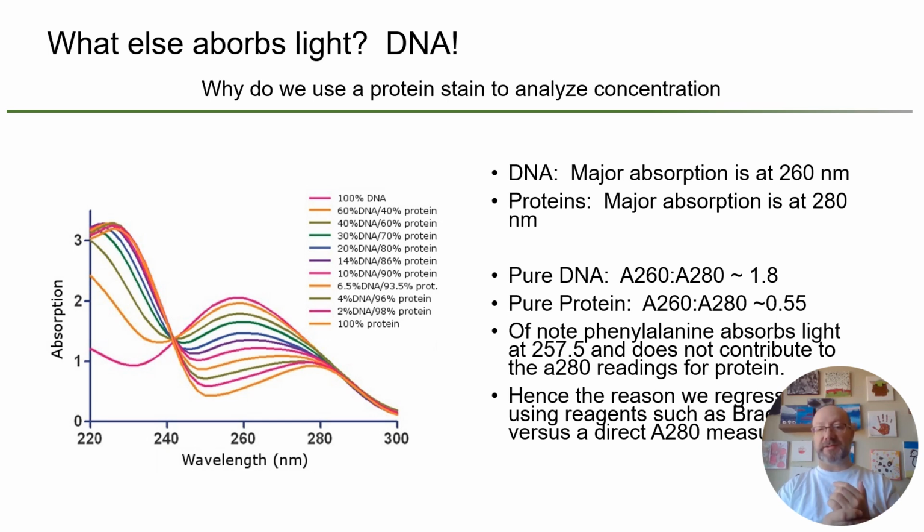Phenylalanine is the one amino acid residue that does not absorb at 280 nanometers. It absorbs at 257.5, so it crosses the peak with DNA. Hence one of the reasons we use reagents and regress a line off of our standard curve in order to measure the concentration of that.